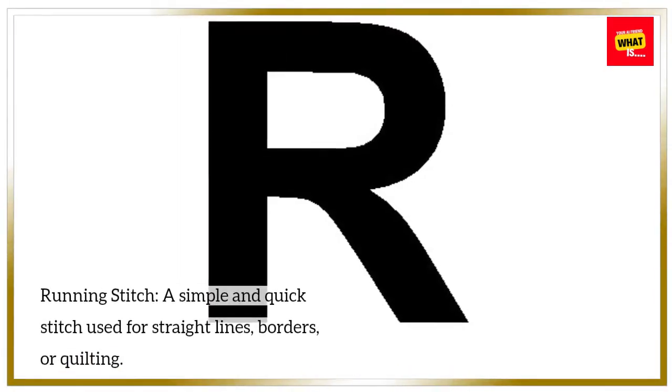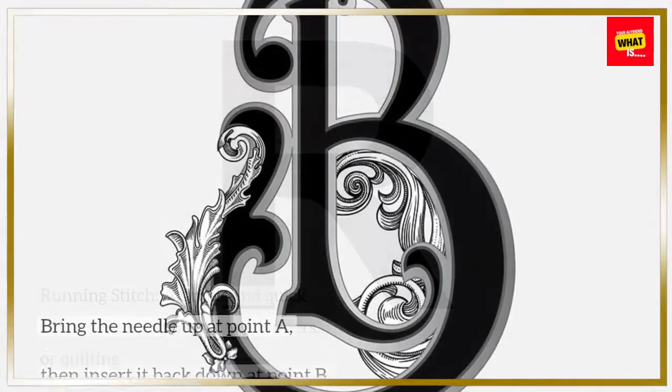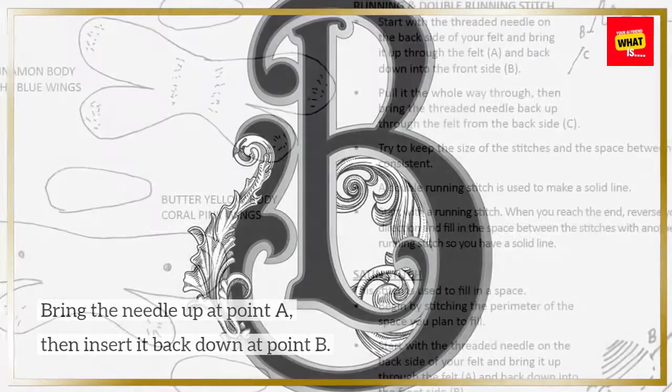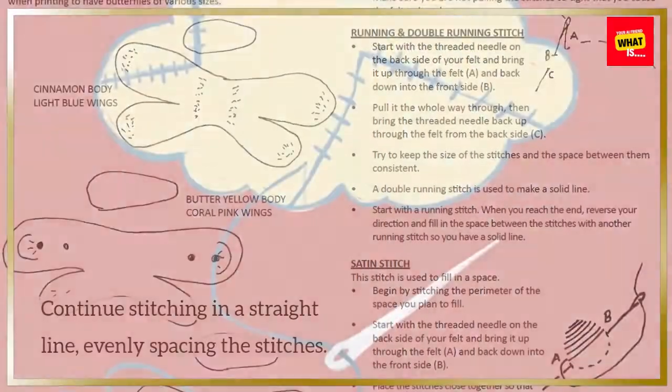Running stitch. A simple and quick stitch used for straight lines, borders, or quilting. Bring the needle up at point A, then insert it back down at point B. Continue stitching in a straight line, evenly spacing the stitches.